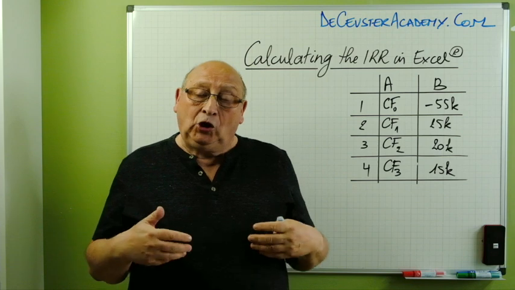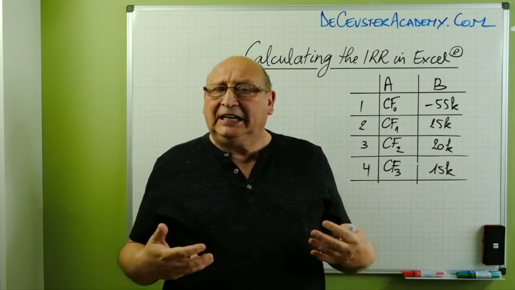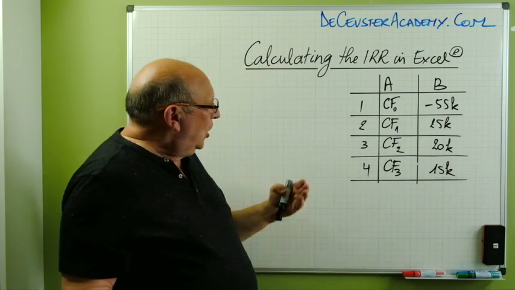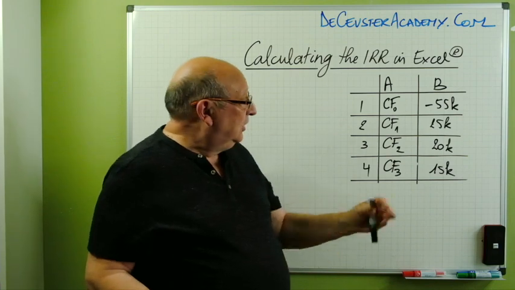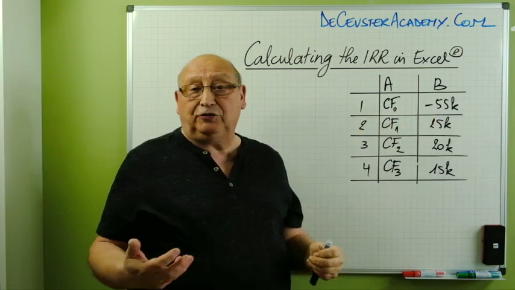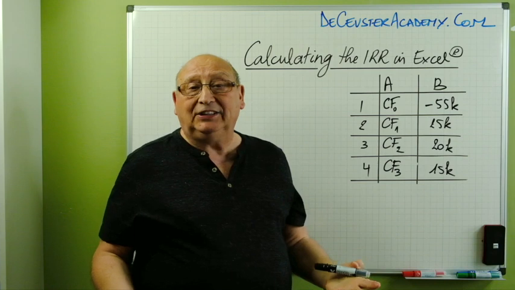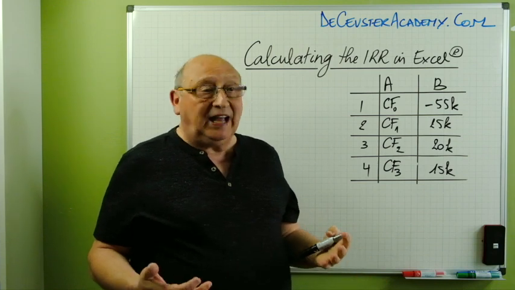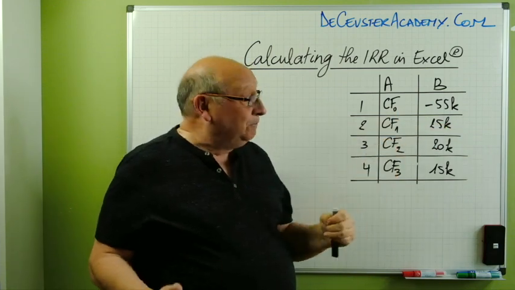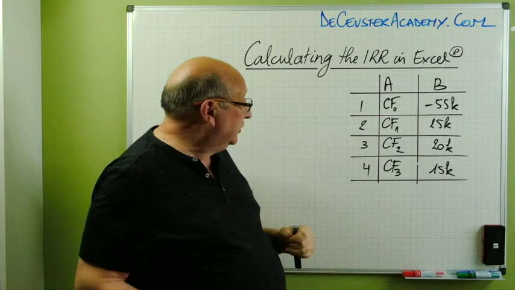Let's have a look at how this works. Let's look at a simple exercise. We have an initial investment, CF0, which is 55K. I put a minus there because we have the cost, which is important to consider.